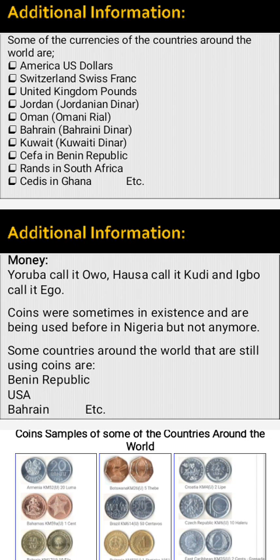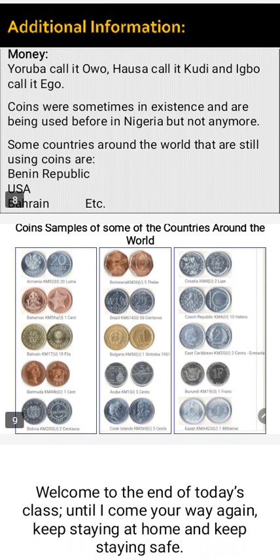Coins were in existence and being used before in Nigeria, but not anymore. Some countries around the world that are still using coins, just a few examples, are Benin Republic, USA, Bahrain, and so on and so forth. Under here, coin samples of some of the countries around the world are shown below, so you can go through them. Some countries still use coins.